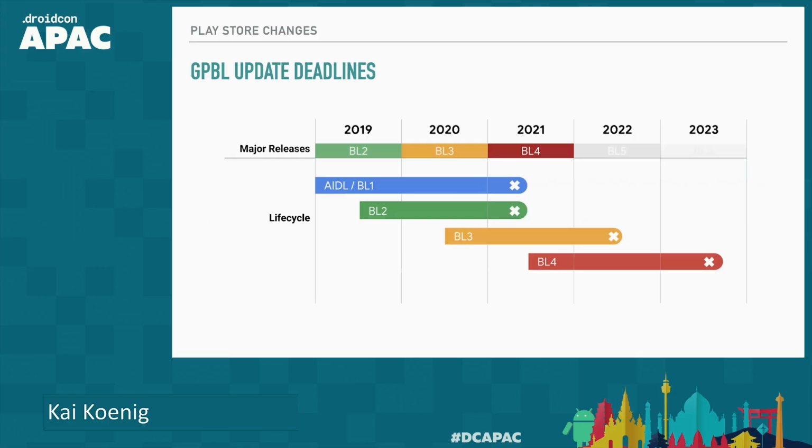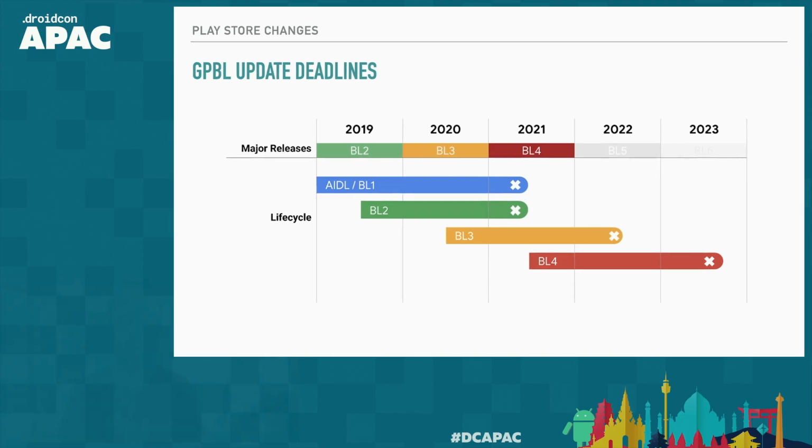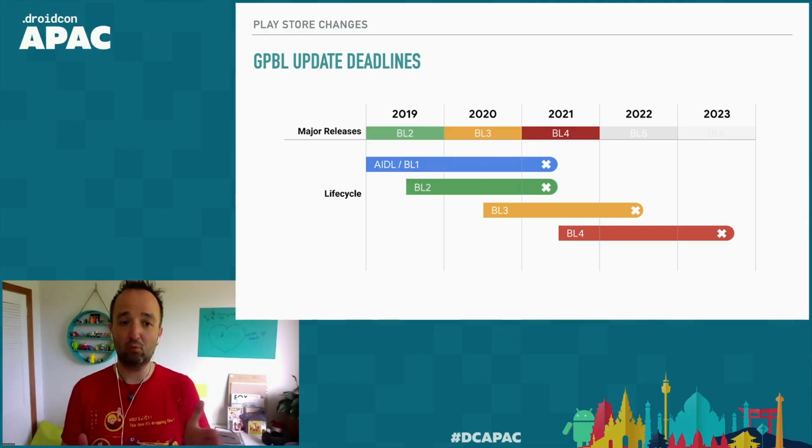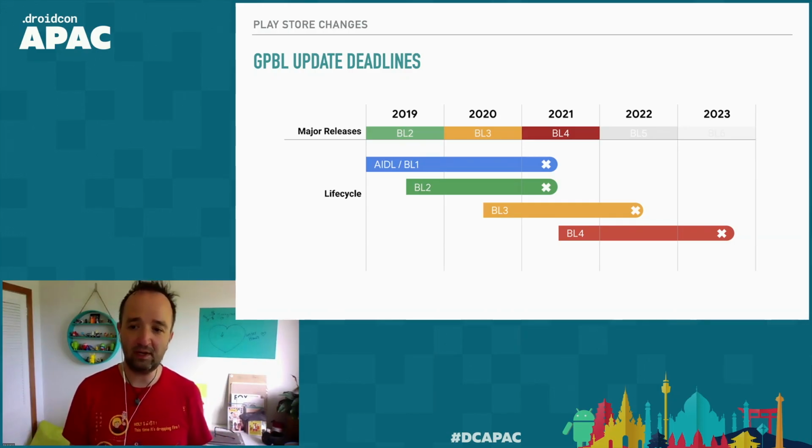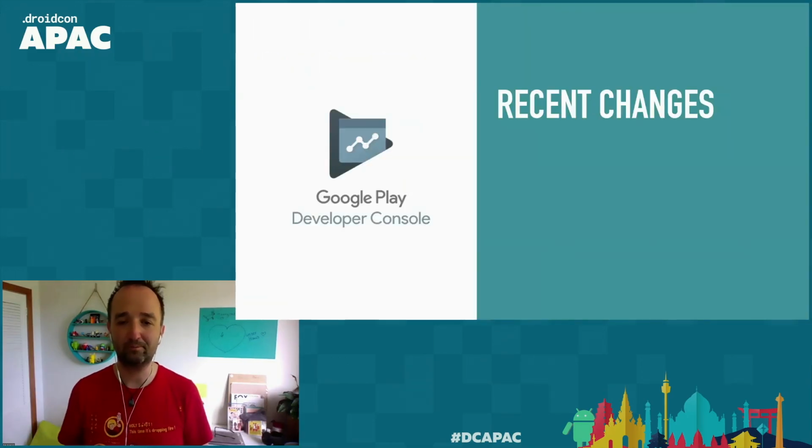When we look at the Google Play Billing Library update details, or the deadlines, you can see they roughly try to do one major release per year. So there is Billing Library 3 in 2020, assumingly 4 in 2021, etc. And Billing Library 1 and 2 will not be supported from some point in 2021 on. 2022 will expire support for Billing Library 3, 2023 for Billing Library 4. And we'll come to that in a few minutes as well.